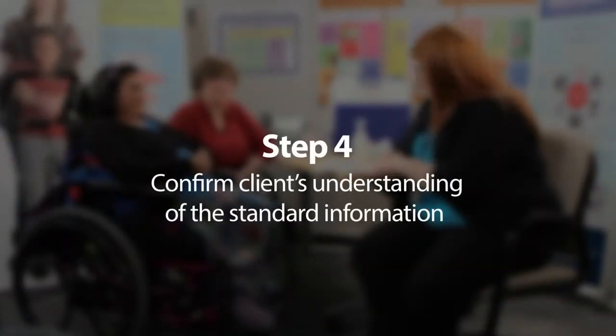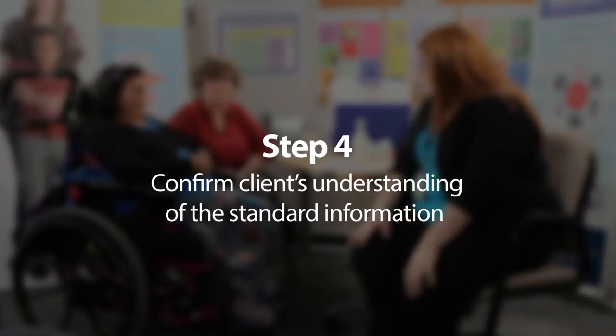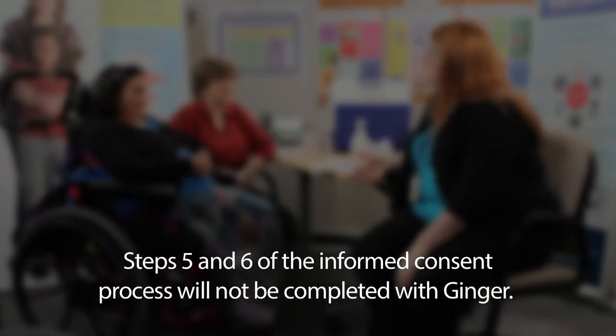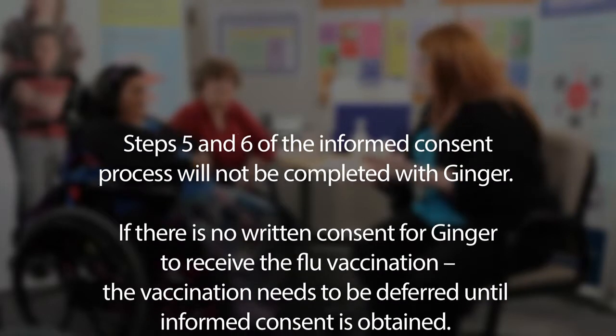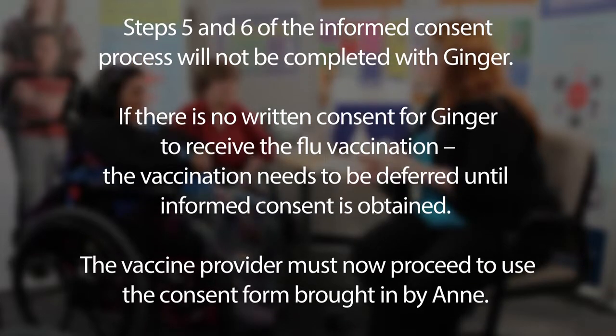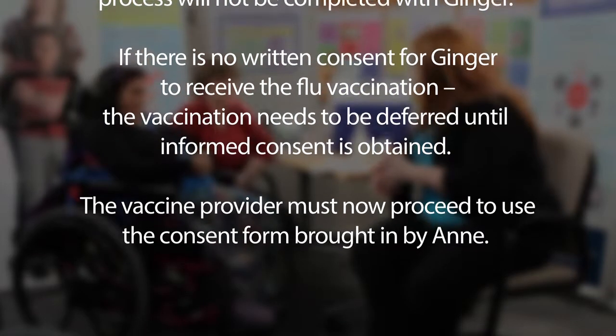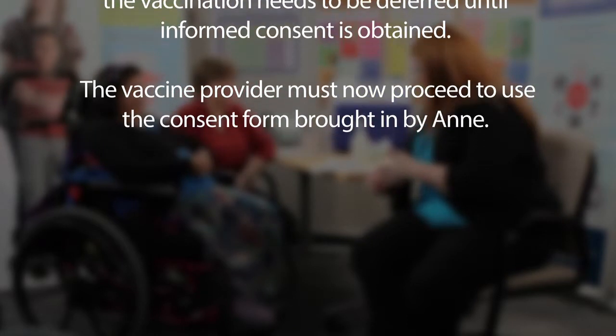4. Confirm client's understanding of the standard information. Ginger's behavior does not demonstrate understanding. As the vaccine provider is not able to confirm understanding, she is unable to obtain informed consent from Ginger directly. Steps 5 and 6 of the informed consent process will not be completed with Ginger. If there is no written consent for Ginger to receive the flu vaccination, the vaccination needs to be deferred until informed consent is obtained. The vaccine provider must now proceed to use the consent form brought in by Anne.